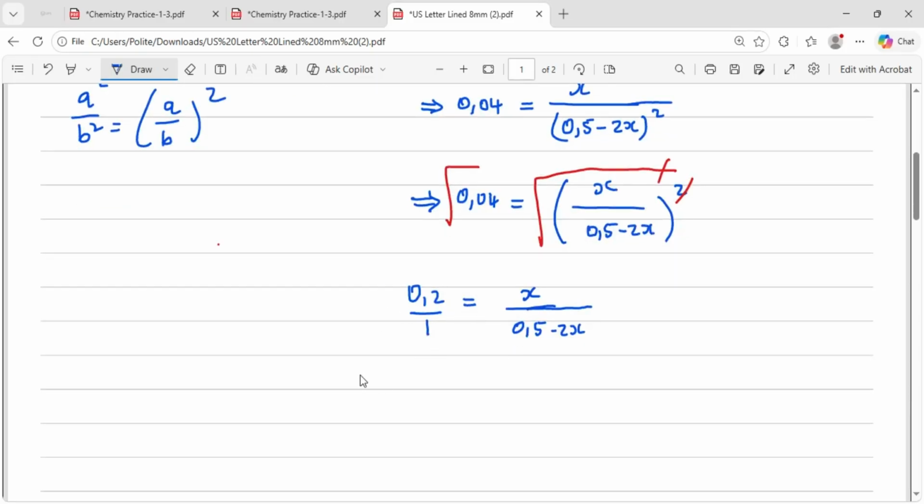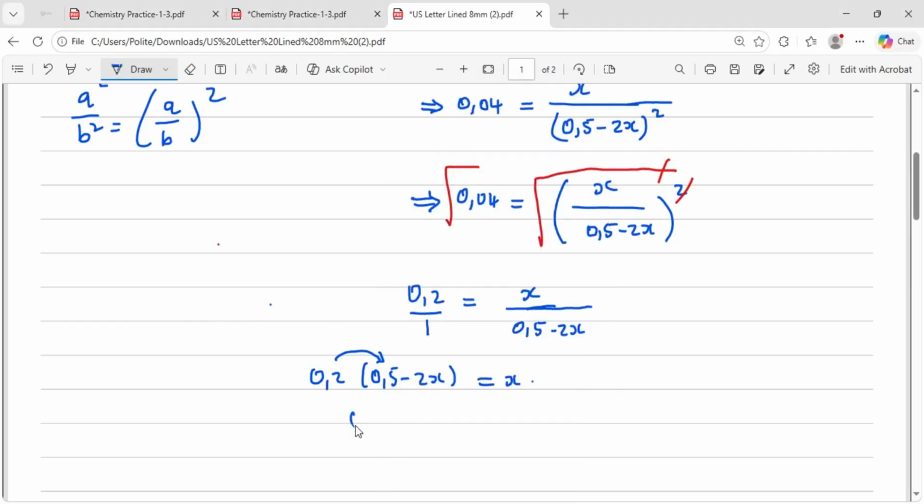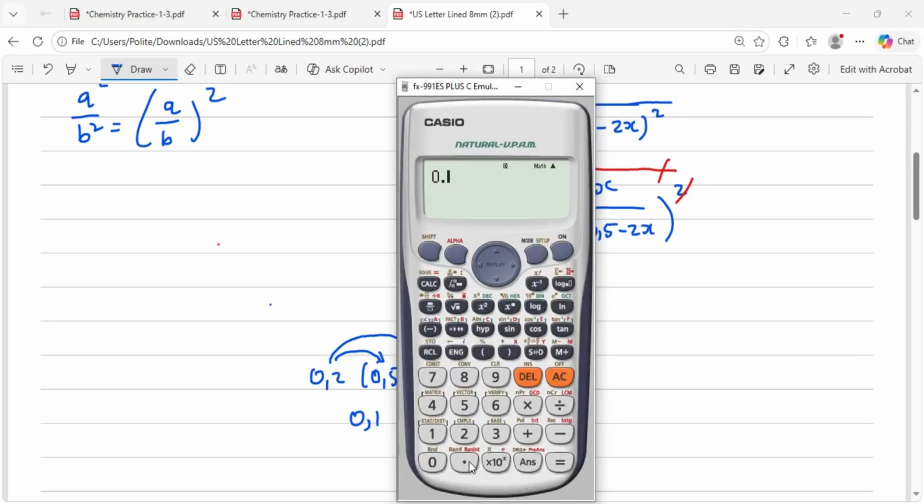So when it's like this, I know this is over 1. I can cross multiply and take the 0.2, multiply that by 0.5 minus 2x, and equate that to x. So let's multiply out the bracket by that 0.2. So I'll have 0.2 multiplied by 0.5. That gives us 0.1. So this will be 0.1. Then we need to take the 0.2 and multiply it by -2.